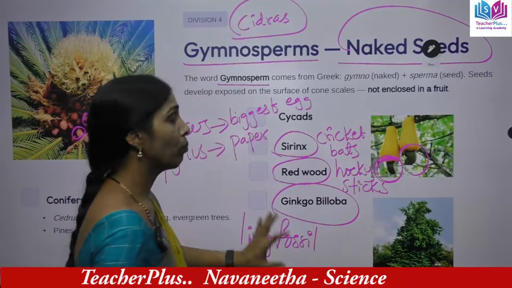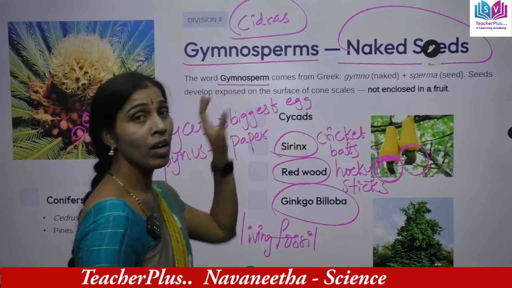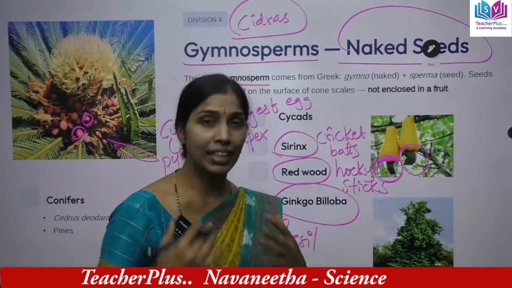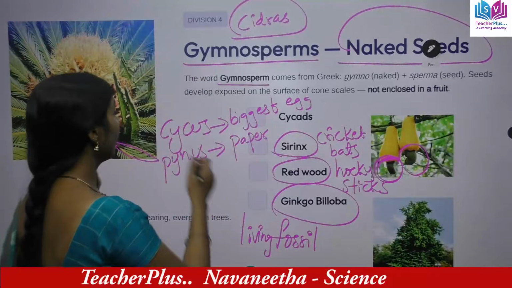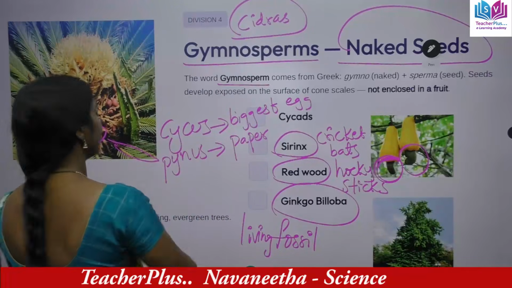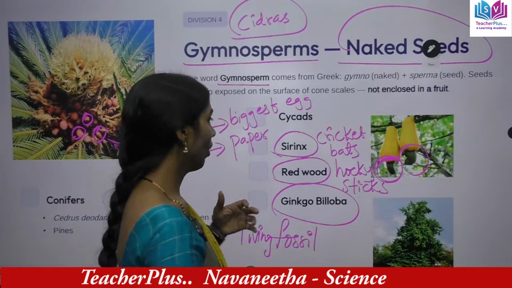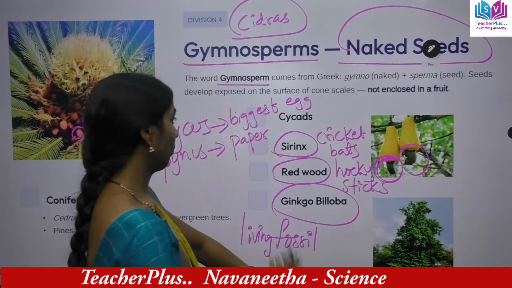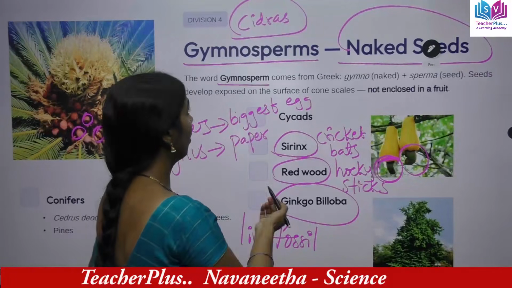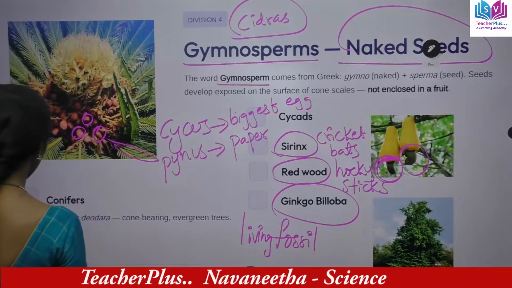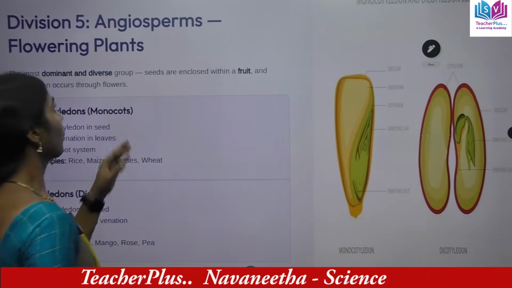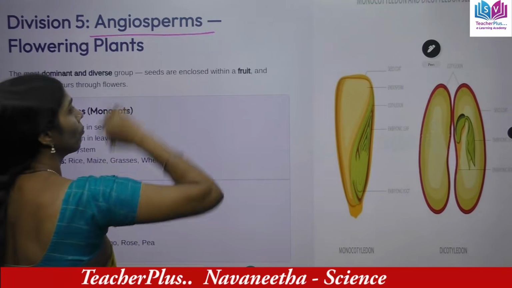Okay, these are the important plants in the gymnosperm. Gymnosperm plants are well developed. They are flowering plants, but the seeds are naked seeds. The seeds are outside the fruit. These are the important plants from the gymnosperm. And next, the last one is angiosperm.